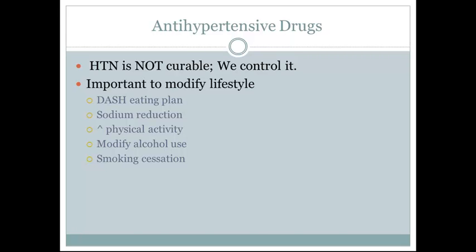Antihypertensive drugs. Hypertension is not curable, we control it. Once you're put on an antihypertensive, rarely are you taken off of it unless you make lifestyle changes. Some of the important lifestyle changes that patients can make are eating a DASH eating plan, reducing the amount of sodium they eat, no salt added diets are common, increasing physical activity, modifying alcohol use, and stopping smoking.